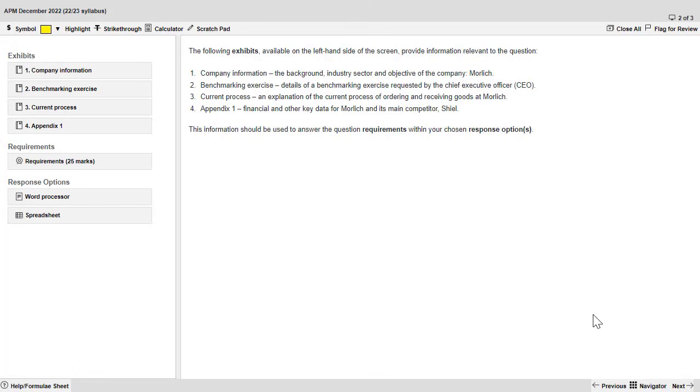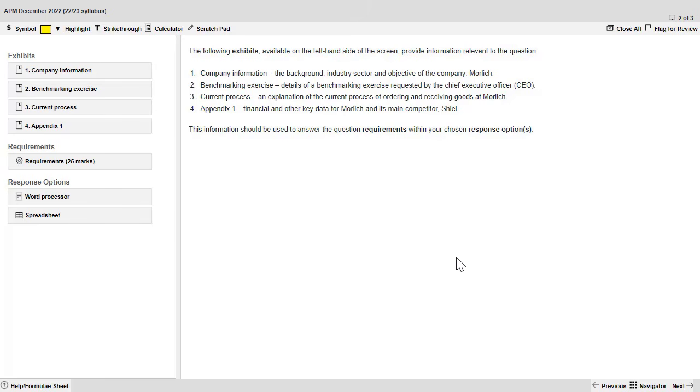I've got question Morlich open on my screen. First thing we need to consider is time management. In the real exam, you'll have a timer up here in the upper right, and you need to give yourself 45 minutes to tackle this question. That time is going to fly by. Time will not be your friend in this exercise.